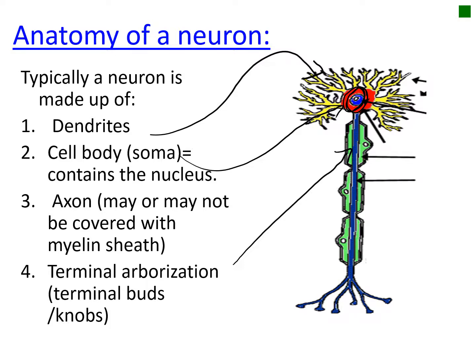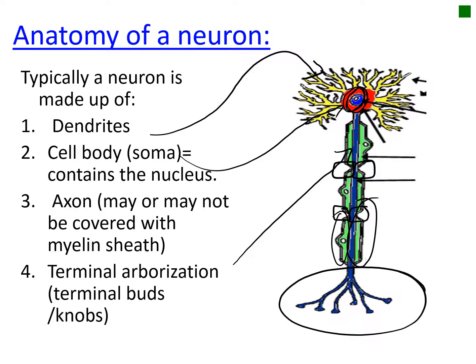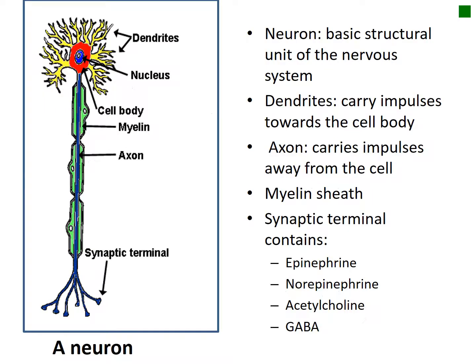It may or may not be covered by a myelin sheath. This is the myelin sheath, the green one. If you look here, it's not continuous. For example, in this region, it's not continuous. And we will learn later what the name of this gap is. Terminal arborization is called terminal buds or the lobes. So the neuron is the basic structural unit of the nervous system. Dendrites carry impulses toward the cell body, while the axon carries them away from the cell body. The myelin sheath has a role in insulating and accelerating the nervous message.